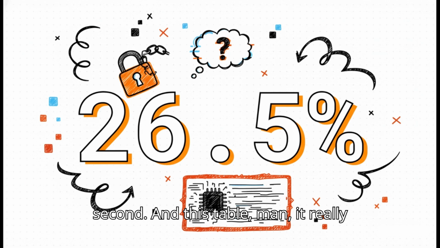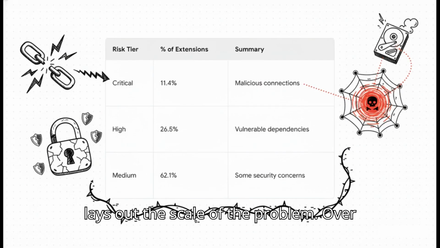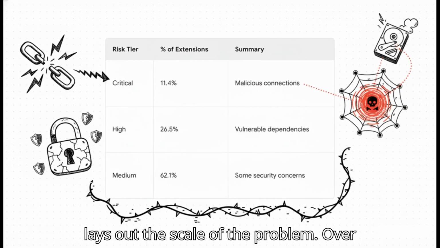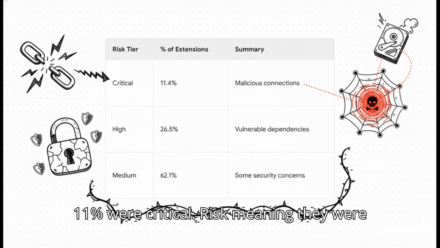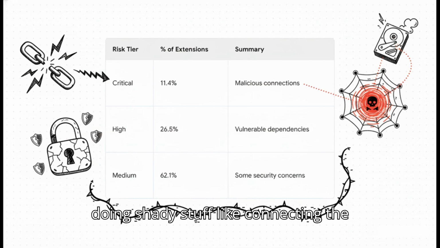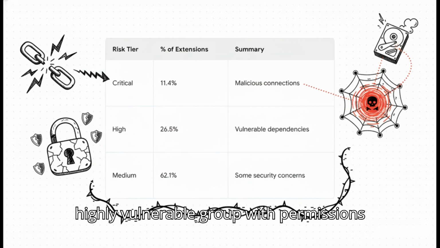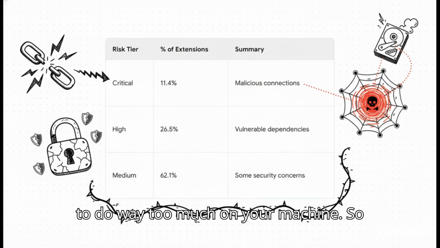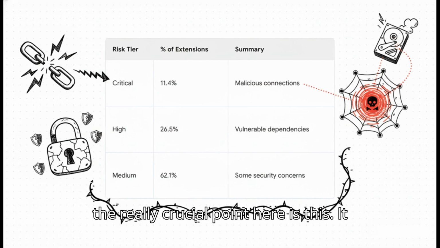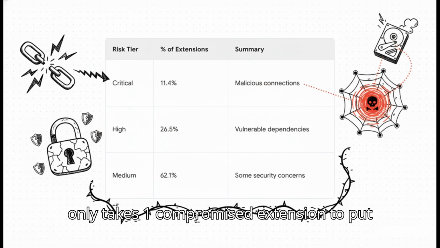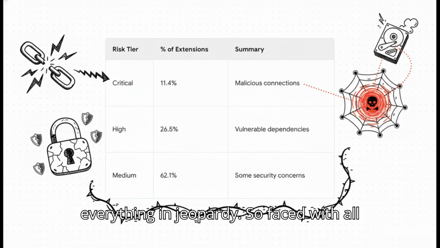Let that sink in for a second. And this table, man, it really lays out the scale of the problem. Over 11% were critical risk, meaning they were doing shady stuff like connecting to malicious websites. Then you have the highly vulnerable group with permissions to do way too much on your machine. So the really crucial point here is this: it only takes one compromised extension to put your entire system, all your code, everything in jeopardy.